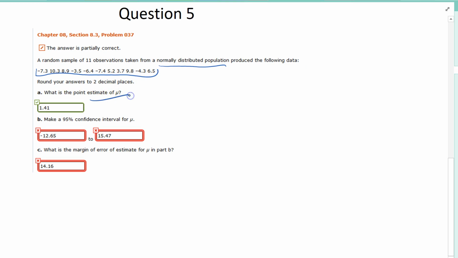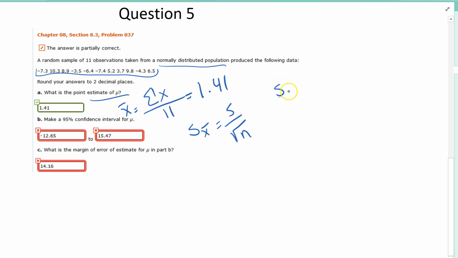What is the point of estimation here? It is going to be the summation of x divided by n, in this case 11, and doing that math, 1.41. So that gives us the point of estimation, x bar here. Again, for the confidence interval, we need to find the standard deviation of x bar, which is s over the square root of n. But s is going to be our sample standard deviation, which is approximate there. So to do that, we use that same formula we had above.